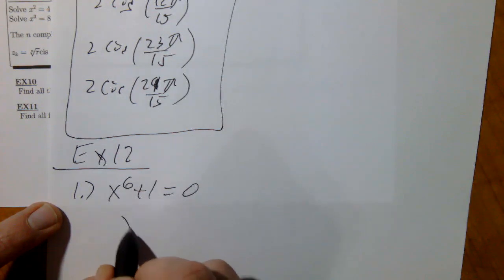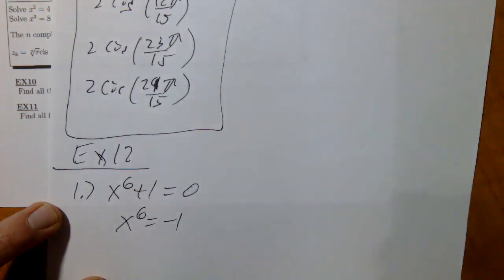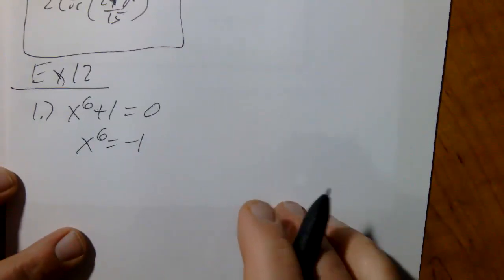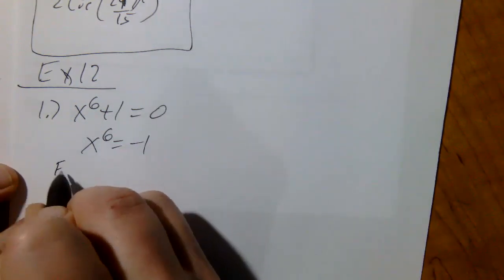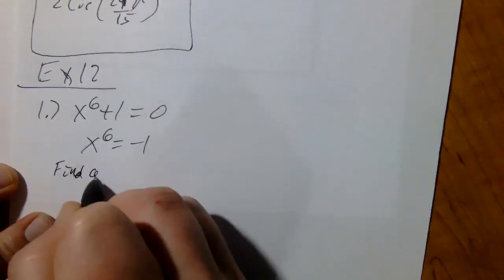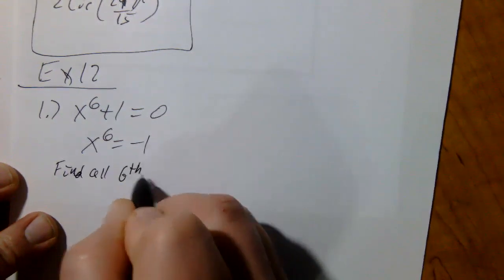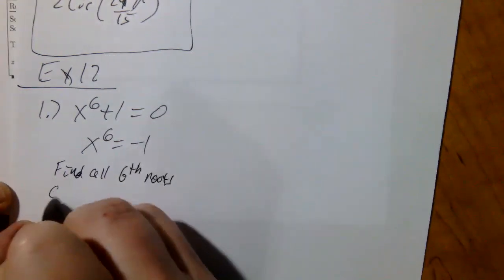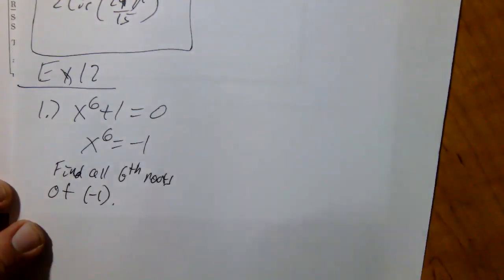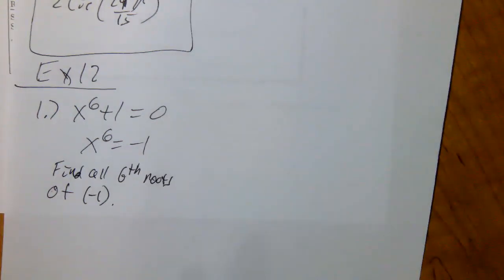One thing you could do is think of it as, I want x to the 6 to be equal to -1. Or in other words, what are we trying to do? We are trying to find all 6 roots of -1. Right? So we're trying to find 6 different answers here, so that when I multiply them by themselves 6 times, it does give me -1. Okay, so how do I do this?